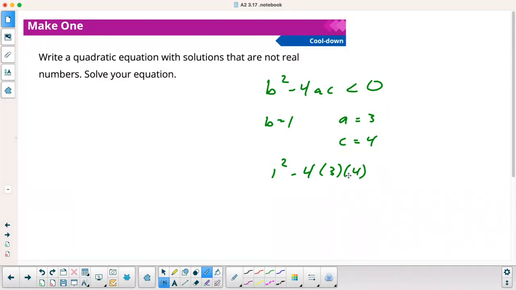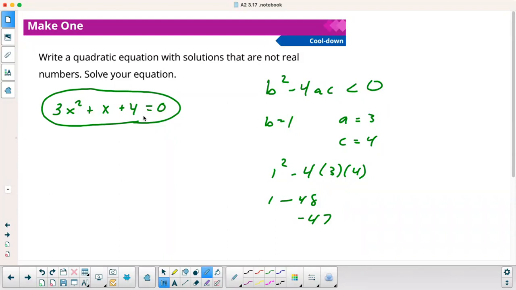You see what happens here? This number is a big negative number, and this is a small positive number. So if I do this number minus that, it's probably going to be negative. So I'm going to get 1 minus, what is that, 48, I think. So 1 minus 48. Cool, it works. I get a negative there. So my equation is, a is 3, so it's 3x squared plus bx plus c equals 0. So there we go. There's my equation.